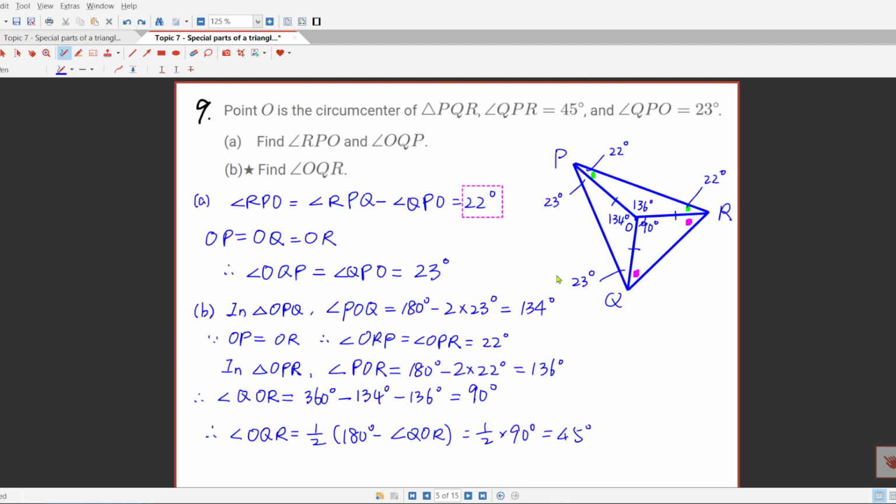Of course, there are some other methods you can use. Just like I said, you can also use triangle PQR. The sum of the three internal angles is 180 degrees. Then 180 minus these two angles, minus this angle, minus this angle, and divided by 2 will give you the required angle here, right? So that's another method. You can choose which one you like.